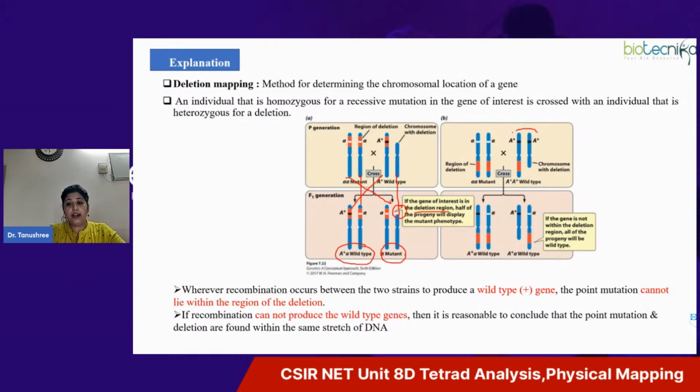However, if you see over here, the alleles are present. This individual has the mutant allele, and this has the wild type allele. So one is homozygous for the mutant allele and another is homozygous for the wild type allele.